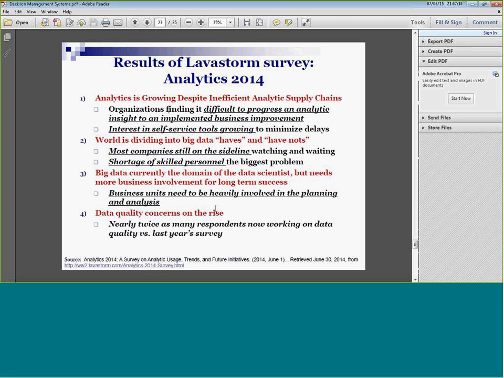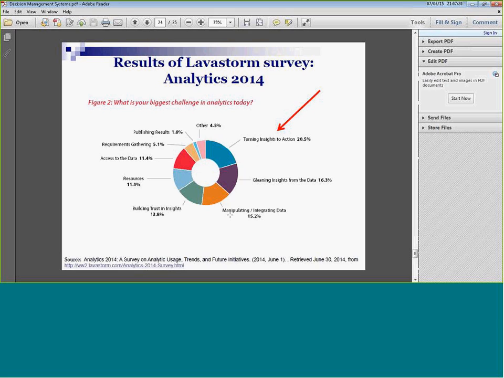Data quality concerns are on the rise. Yes. When you start collecting data on everything and every person and every action in the world, you run into some problems, don't you? So, again, the biggest problem today is turning insights into action. That was 20.5% of the people responding.